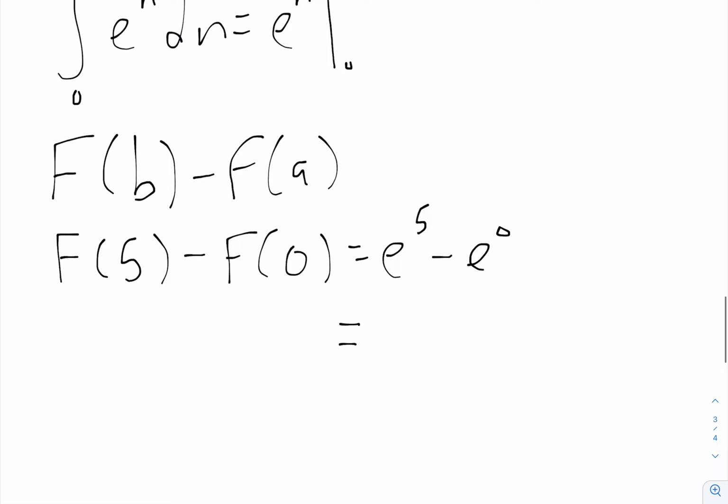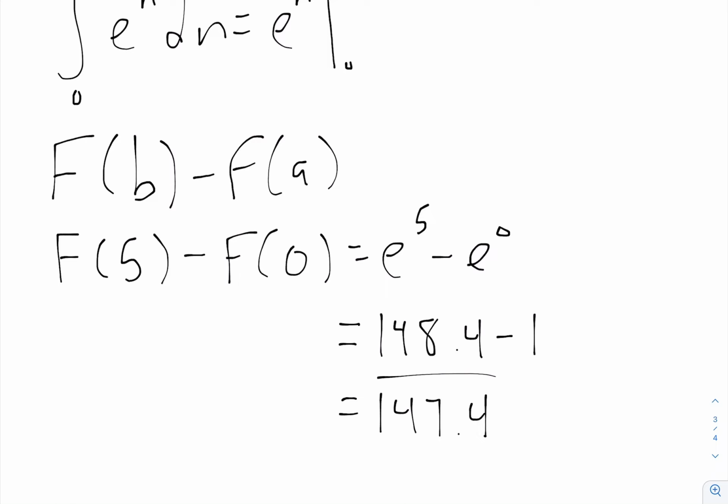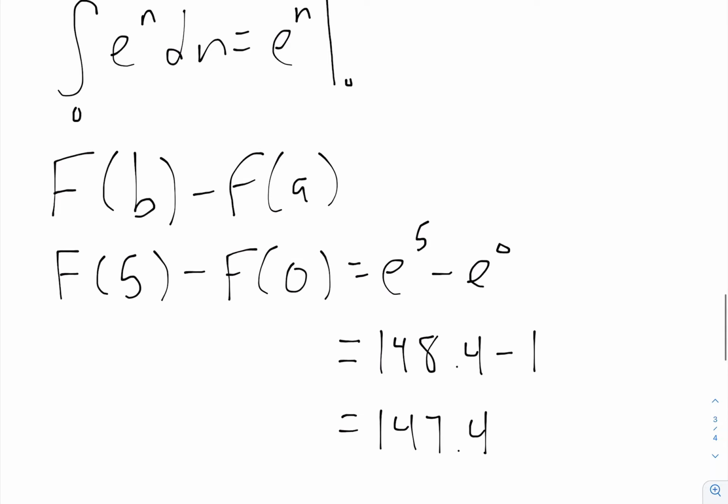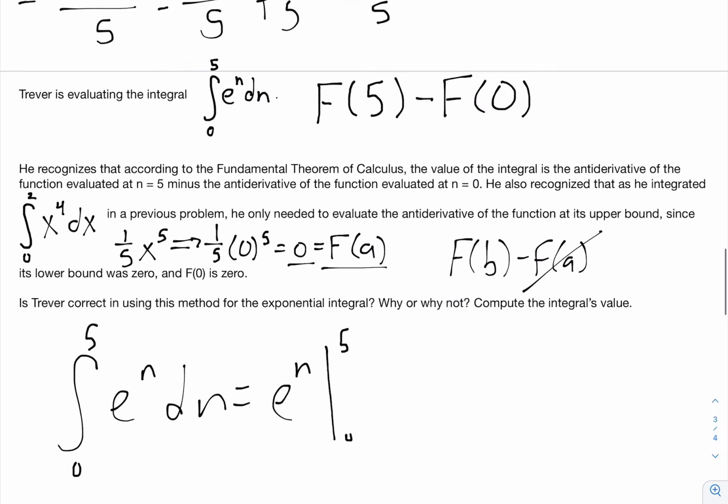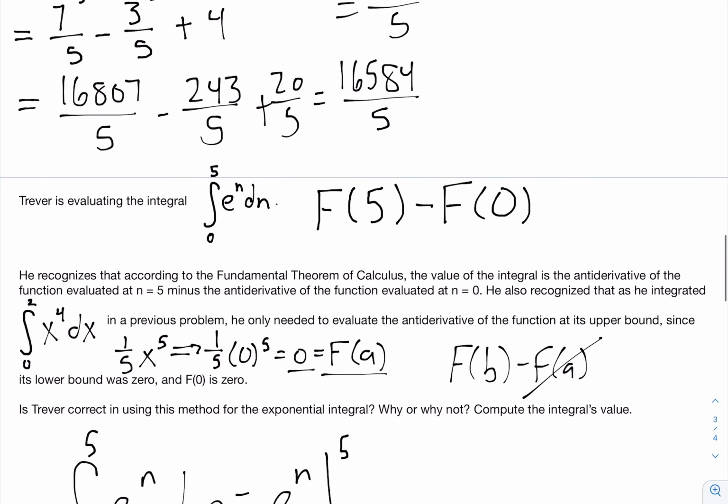Okay, so e to the 5th, let me just put that in my calculator here, that's going to be 148.4 minus e to the 0, which is 1, so this is going to be 147.4. So notice how if you ignored this e to the 0, this capital F of 0, you would get the wrong answer by 1 unit, right? So the real area under the curve e to the n from 0 to 5 is really 147.4 units. Okay, so there's just an example there.